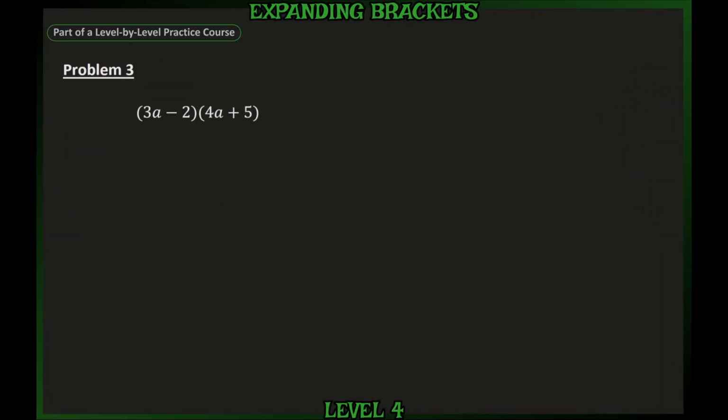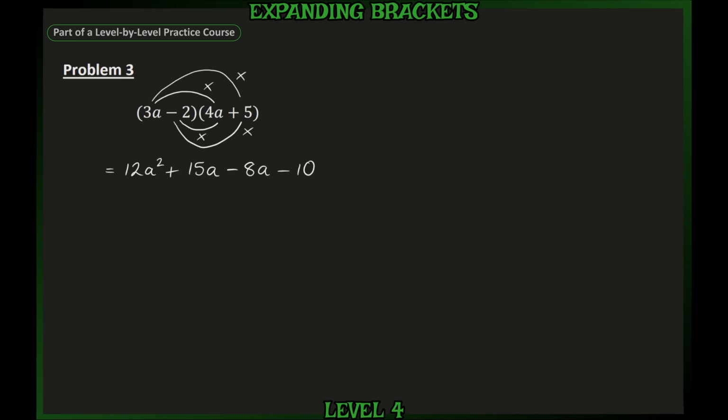In problem 3, we're expanding 3a minus 2 multiplied by 4a plus 5. To start, we're going to multiply 3a by 4a, and since 3 times 4 is 12, we start with 12, and a times a gives us a squared. So 12a squared is our first term. Next, we multiply 3a by 5, and since 3 times 5 is 15, 3a times 5 is just 15a. Next, minus 2 multiplied by 4a, again minus 2 times 4 is minus 8, so minus 2 times 4a is minus 8a. And finally, we have minus 2 times 5, which gives us minus 10.